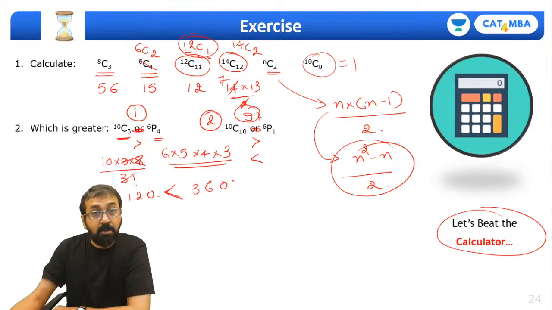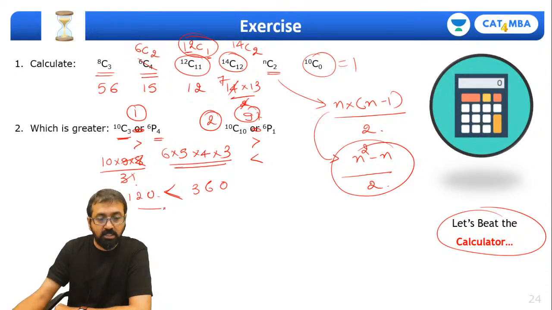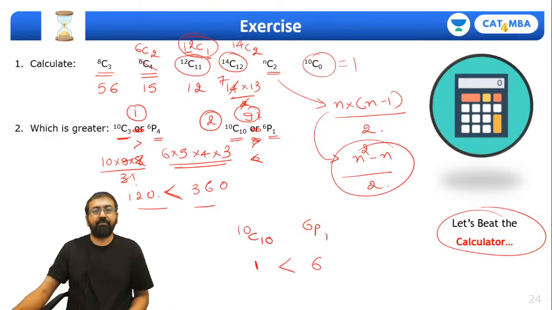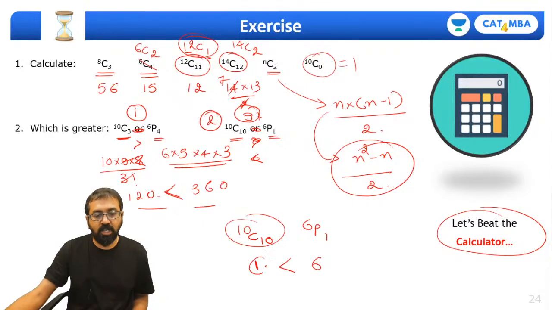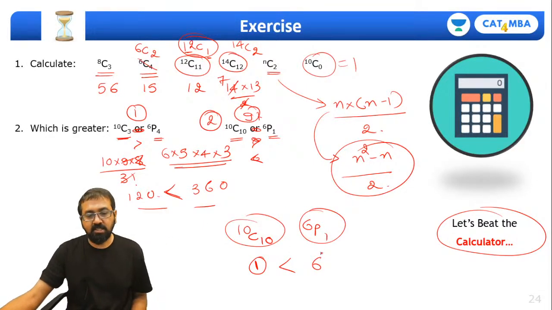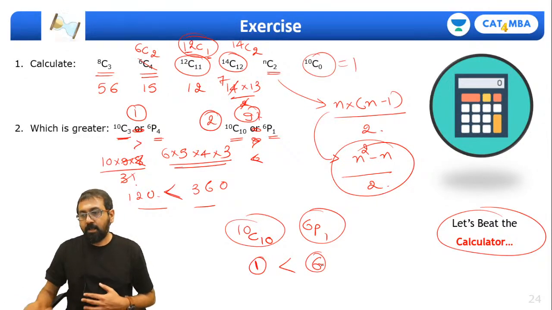Yeah. Shubhankar has answered both of this question correctly. So first less than sign. Now 10C10 and 6P1. No, guys, even in second it will be less than sign. 10C10 is 1 and 6P1 is 6. So again less than sign. Please understand, 10C10 is 1 and 6P1 is 6.